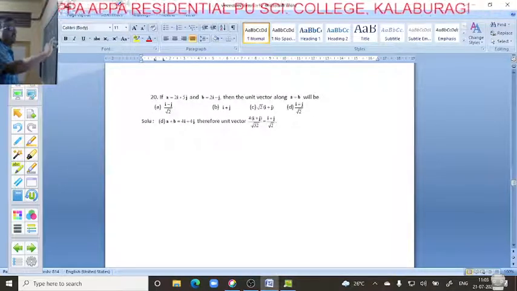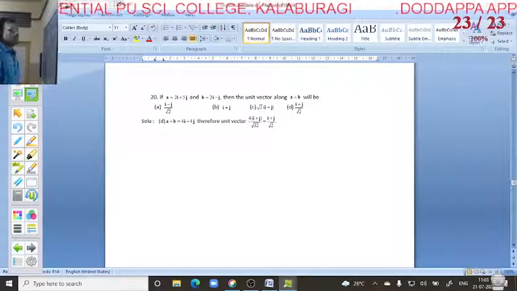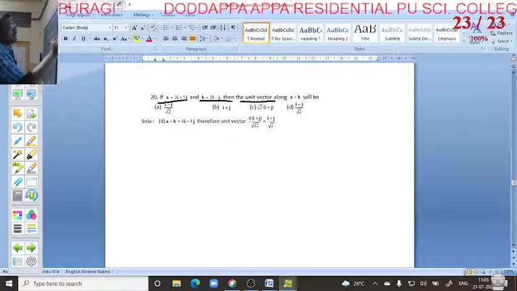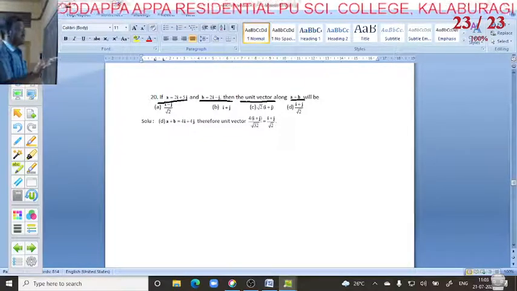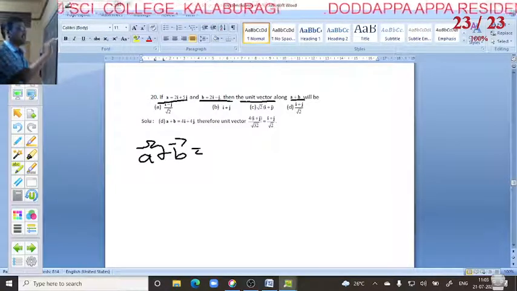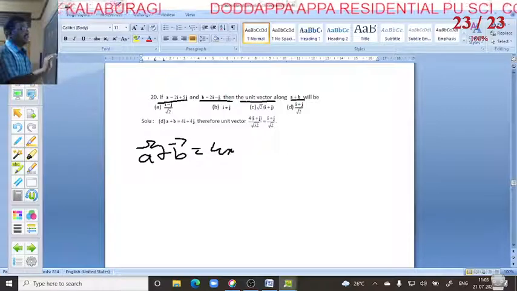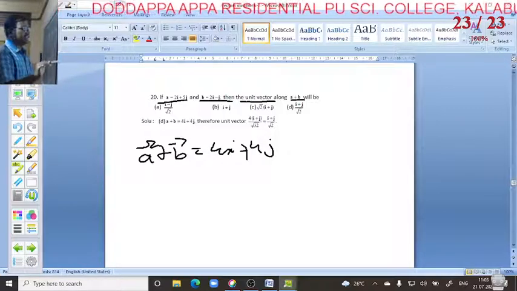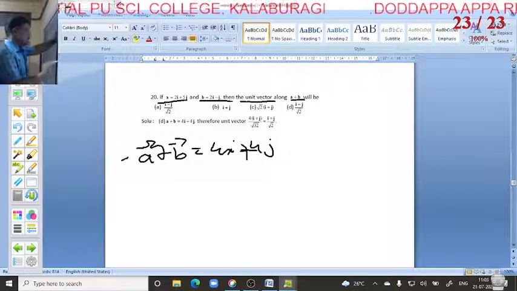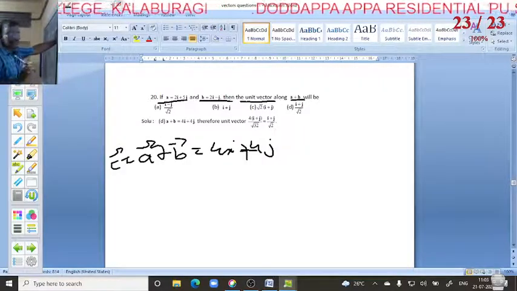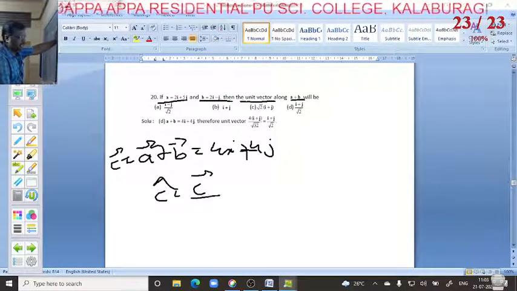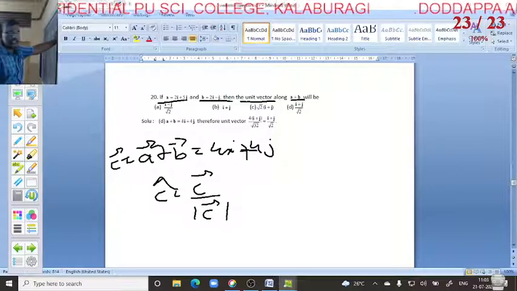Next, 20th. Vector A value is given, vector B value is given, and then the unit vector along vector A plus vector B is... So first of all you have to find vector A plus vector B. If you find it, we get 4i plus 4j. Now you can find the unit vector. This is considered as vector C. The unit vector formula is C cap is equal to vector C divided by the magnitude of vector C.